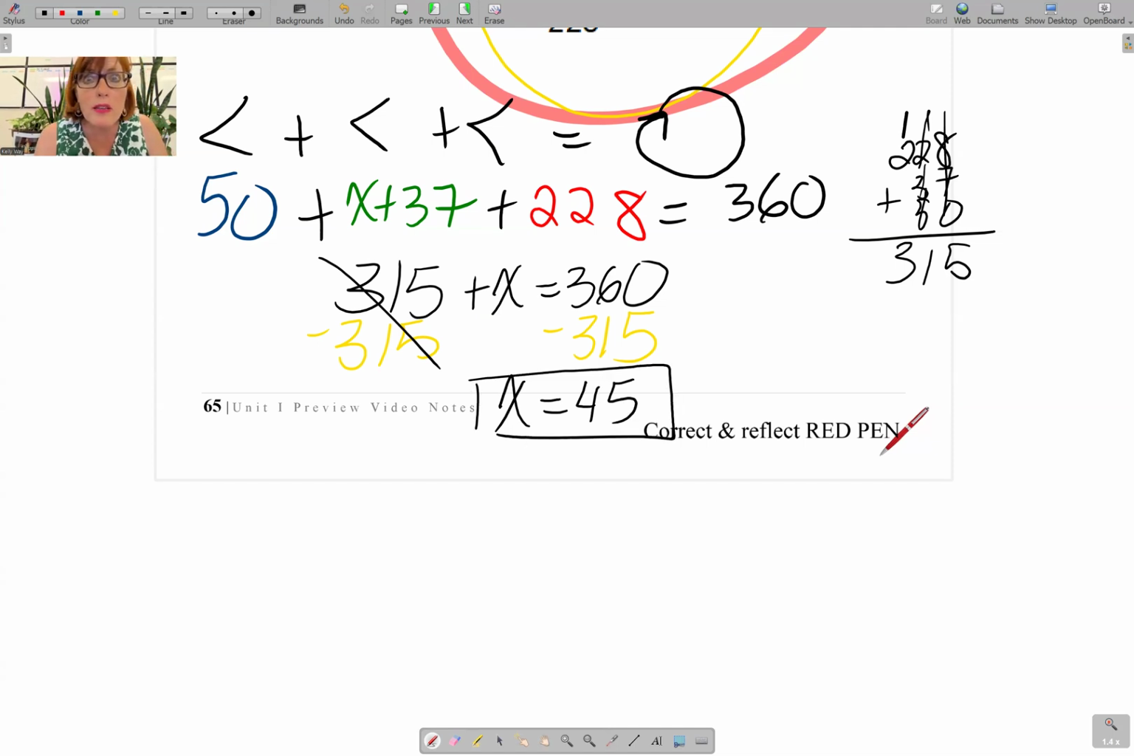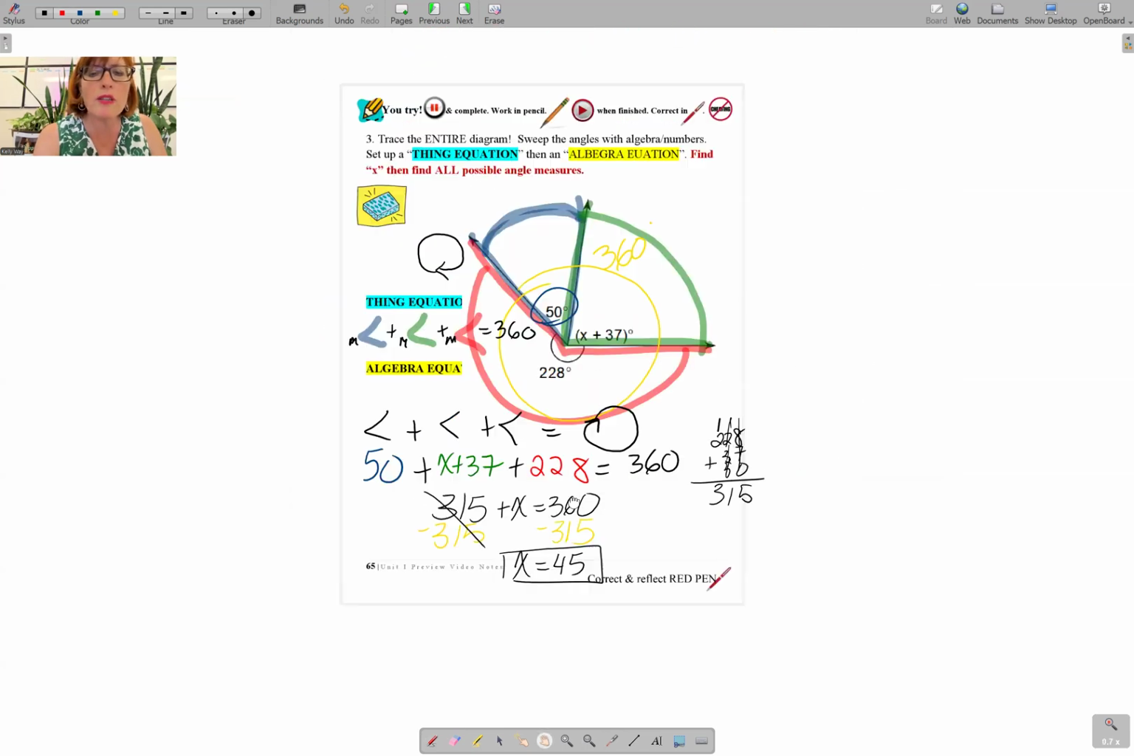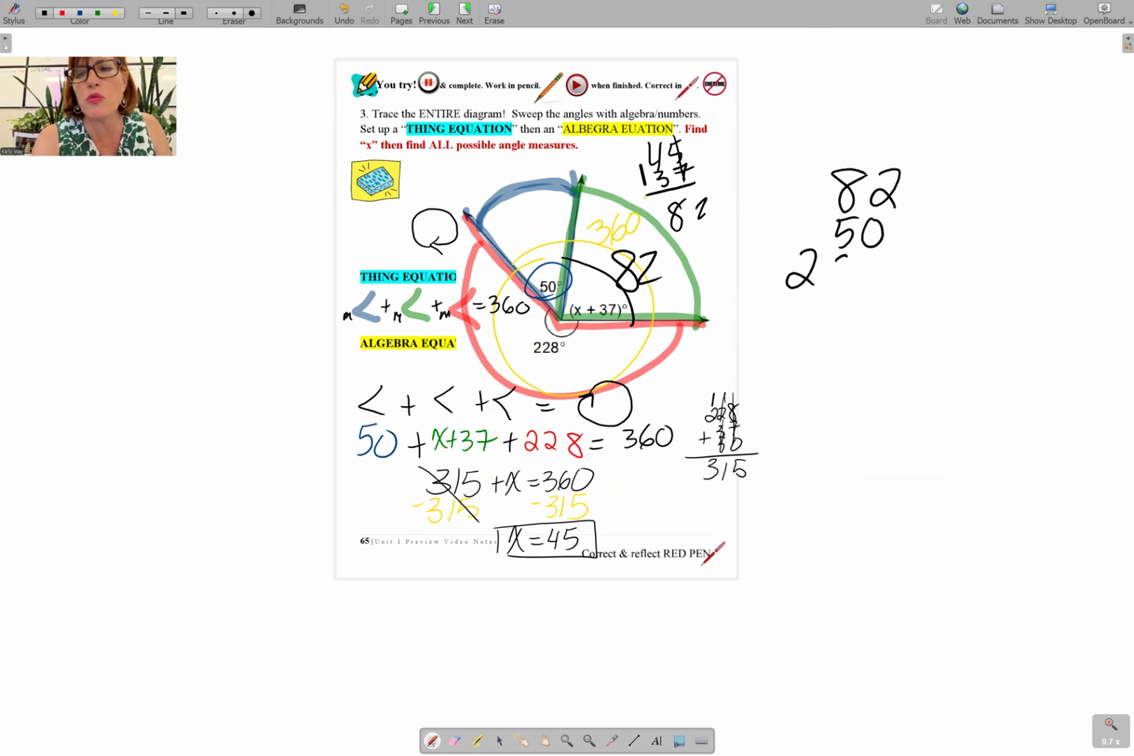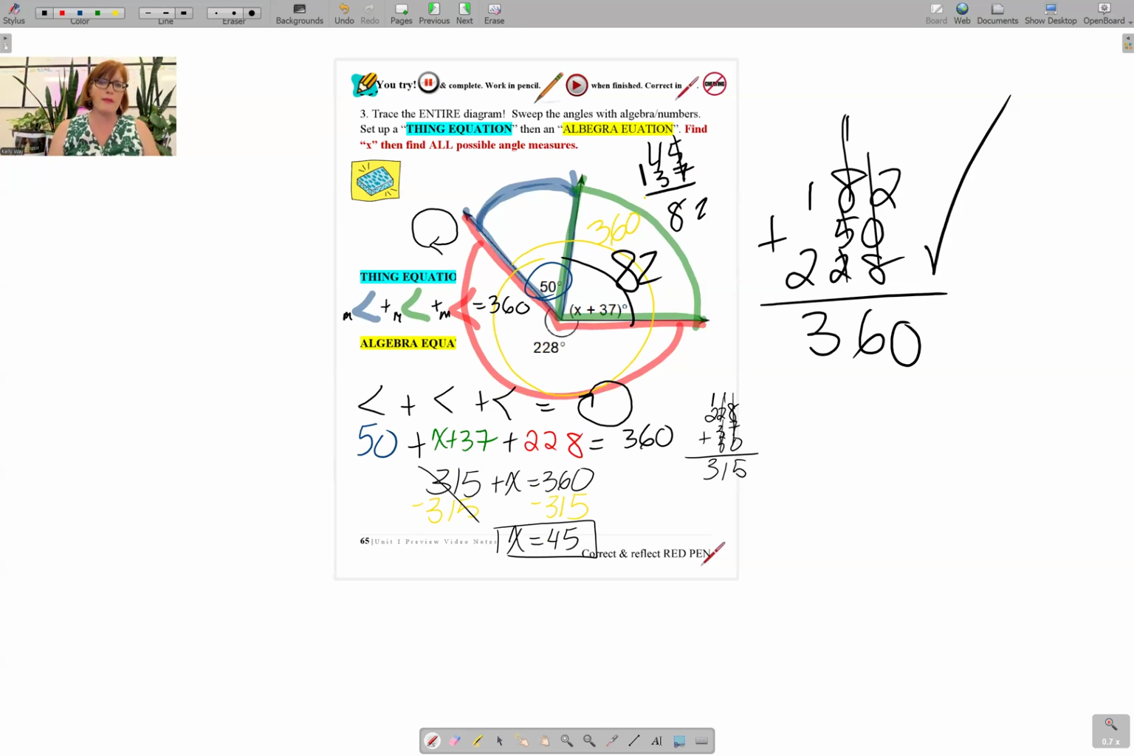Okay, wait. Never stop with X. So we're going to go 45 plus 37. And 5 plus 7 is 12, carry the 1. And that's going to be 82. And then we have 228. You can do a check. 82 plus 50 plus 228. Then carry the 1. That's 9. 14, 15, 16, 360. Boom, there's your check.